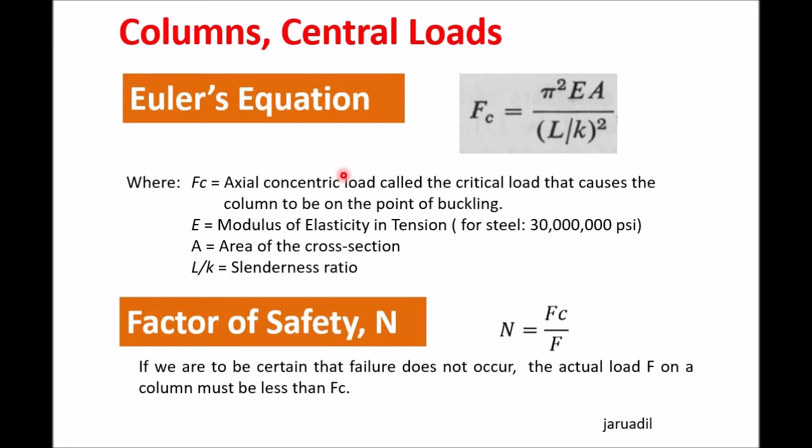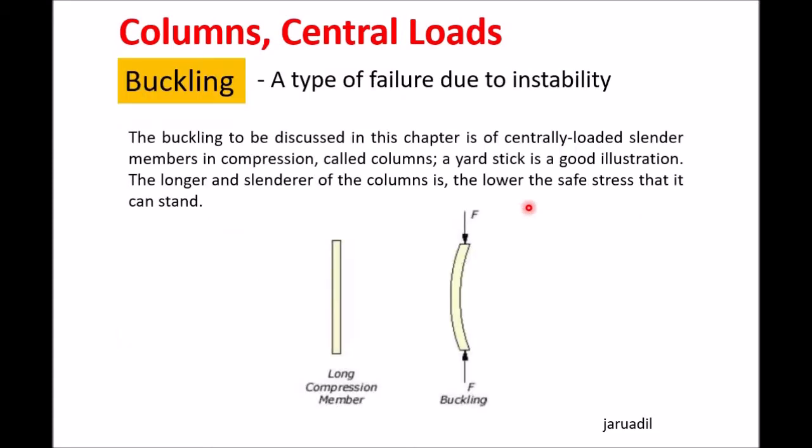So in solving this type of stresses and failures, we will be using a new formula called Euler's equation, which is defined as Fc is equal to pi squared EA divided by the quantity L over K squared, where Fc is the axial concentric load called the critical load that causes the column to be on the point of buckling. So kung babalik tayo dito sa figure na ito, ito yung Fc, the critical load na nag-cause sa kanya para magkaroon ng buckling effect dito sa machine part.